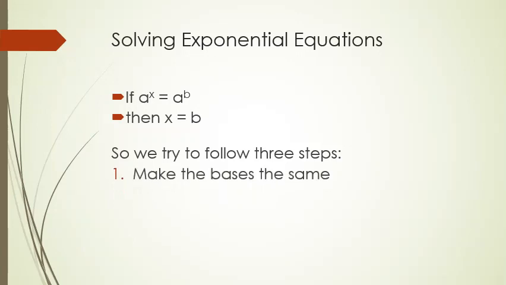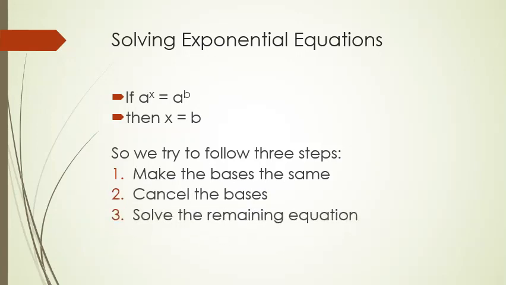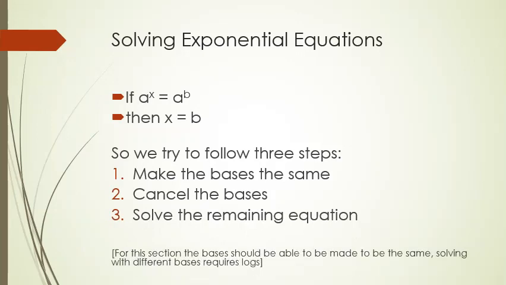Using this bit of information, we're going to try and solve using 3 steps. We're going to make the bases the same so that we have a to the x equals a to the b. We're going to cancel the bases so we have x equals b. And then we're going to solve the remaining equation. Now keep in mind, for this section, the bases should be able to be made the same. So solving with different bases is going to require logs, which you'll do in the next unit.